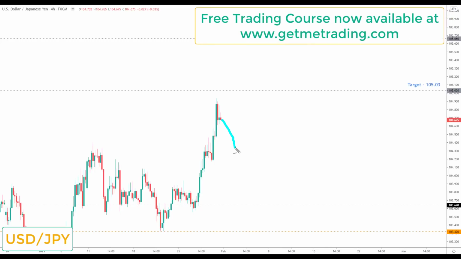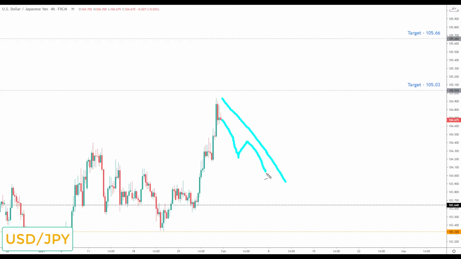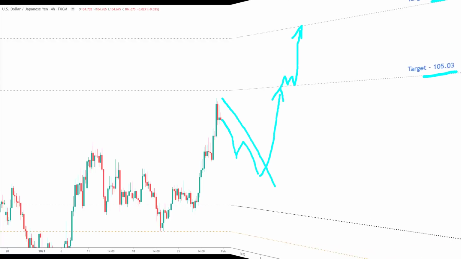Any correction back down towards the 103.64 will be viewed as an opportunity next week to look for bullish reversals in this market. Up towards the next key of resistance, the upside, the target set at the 105.03. And if we can get a break through here, going to be looking up towards the next key of resistance, the upside and target 2 at the 105.66.